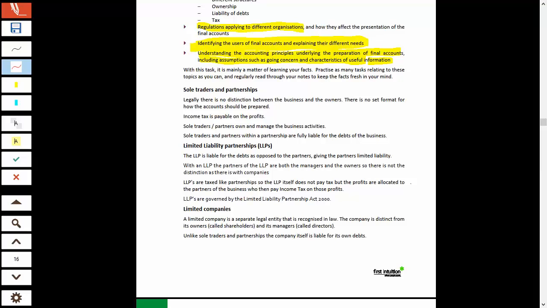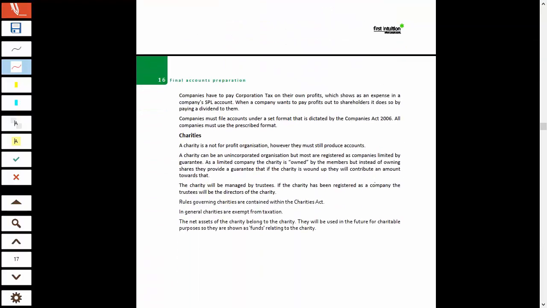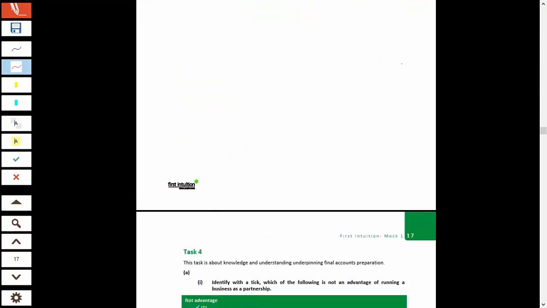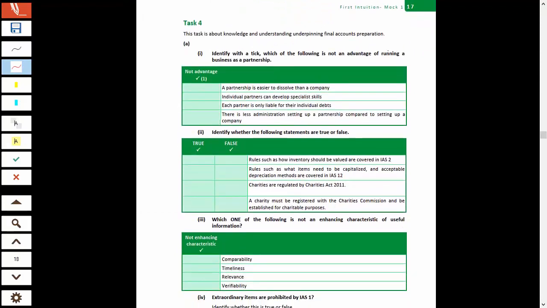So there's a bit in here about sole traders and partnerships, limited liability partnerships, and limited companies. Now, I'm not going to run through all this because we're going to see this in a bit more detail in the question, hopefully. But this section is just pointing out a couple of characteristics and the differences between them. Again, at this stage, if we're in a revision session, we should be comfortable with the characteristics of a sole trader or a partnership, for example. And charities, just nicely at the bottom. Okay, so let's get into this.